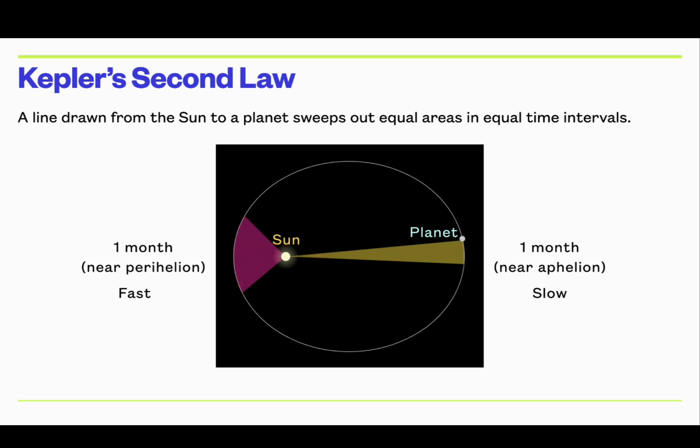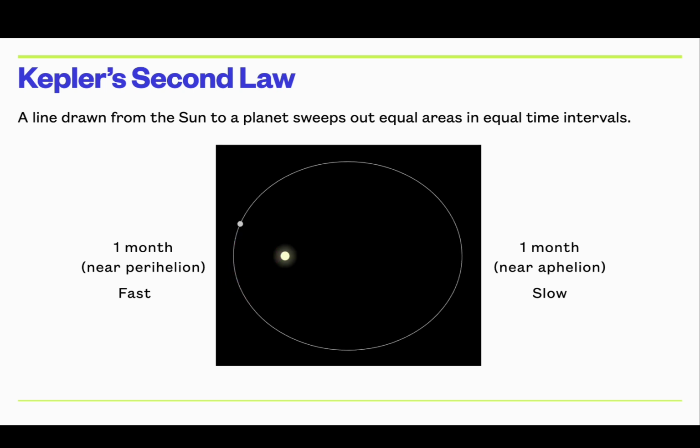So assume that this is after the planet has moved 1 month. It's swept out this much area. Here, it's closer to the sun, so it's got to move farther, and so it's got to be moving more quickly. So here's an example of the object going around. You can see it tracing out those areas behind it.